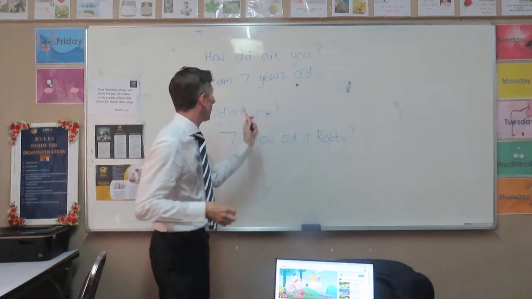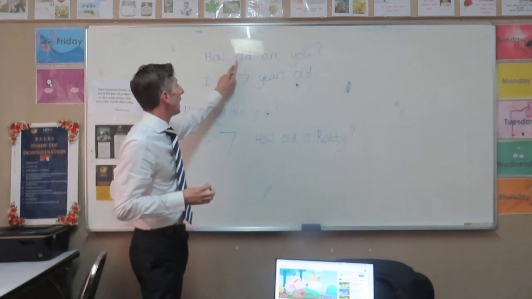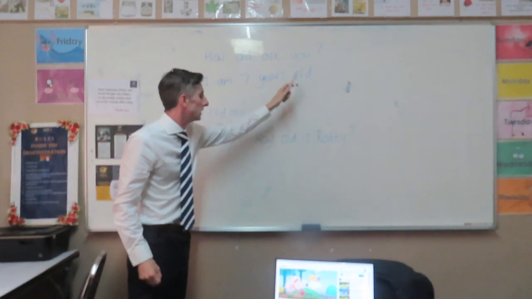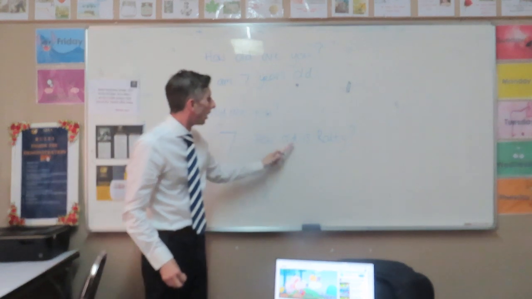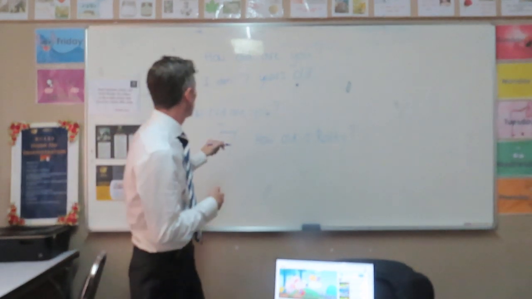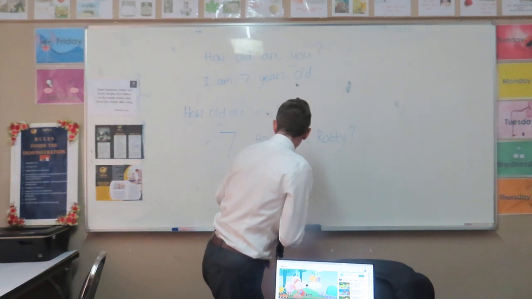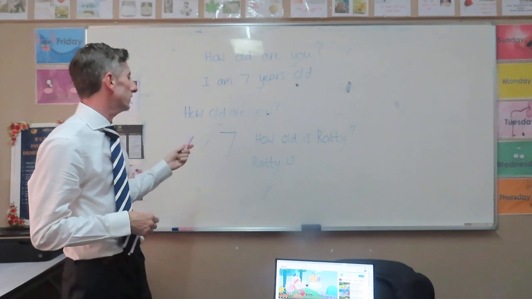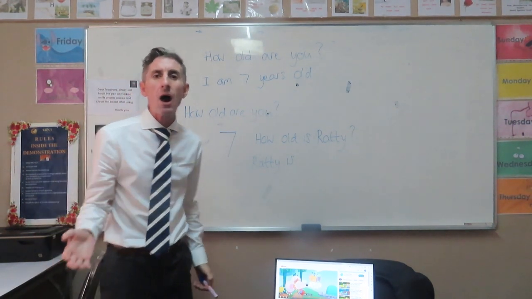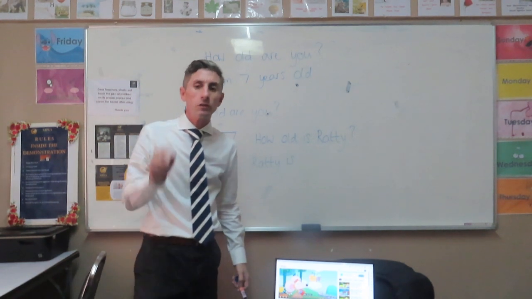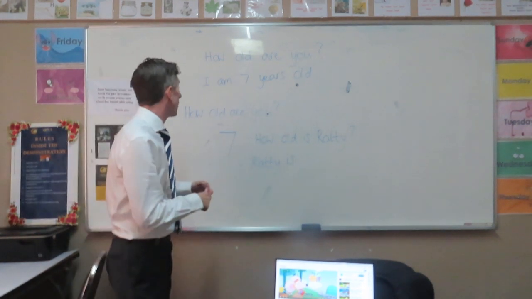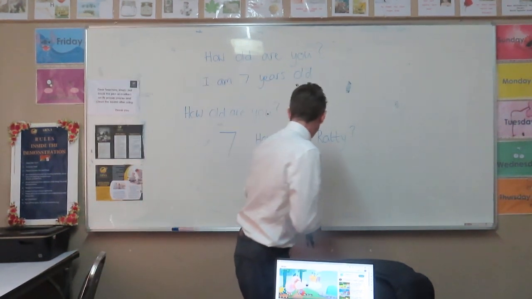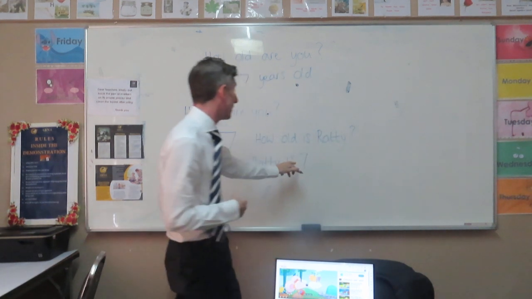Okay, now does anybody know how to write the sentence? Here we have, how old are you? And then the reply, the answer, was I am 7 years old. So this one, how old is Ratty? Okay, so this will be Ratty is, and how do we complete that sentence? Firstly tell me, how old was Ratty? Did you say 7? Yes, okay, that's right. So, instead of I am, it's Ratty is. So Ratty is, this is 7 again, so Ratty is 7.